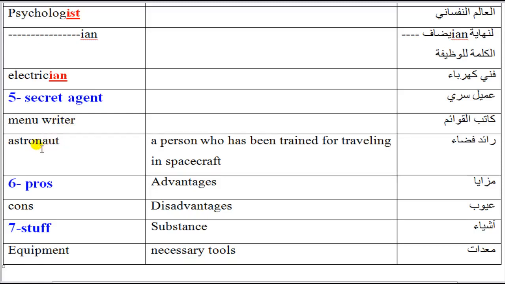Also, this word sometimes they say astronaut, but it's astronaut. Astronaut. A person who has been trained for traveling in a spacecraft. Spacecraft, a spaceship. 6. Pros, advantages, cons, disadvantages.